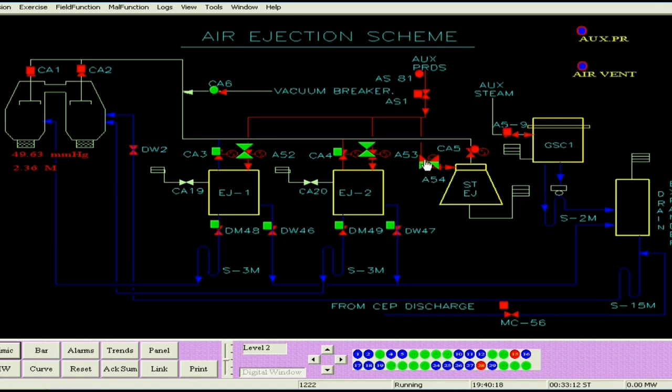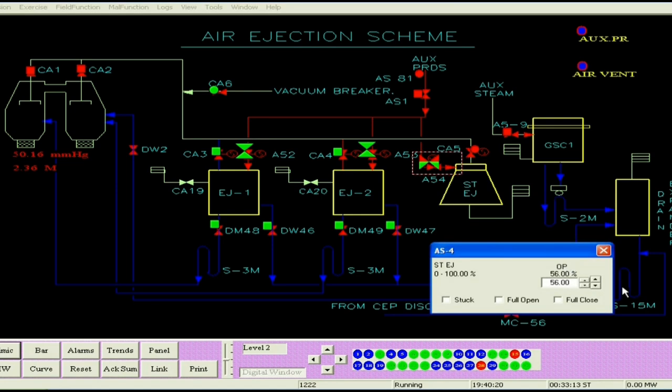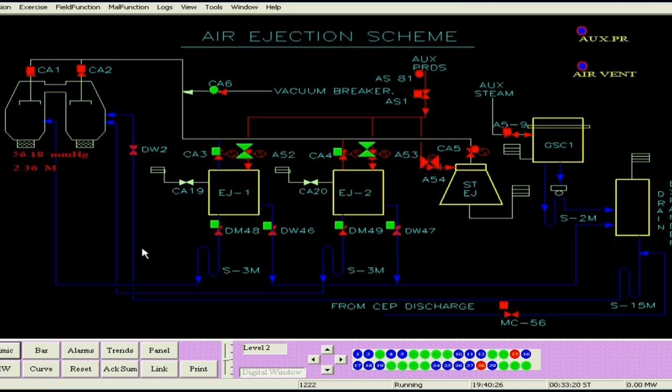Now the vacuum is increasing at a faster rate. We open the ejector steam valve fully, so that the vacuum will build up at a very faster rate. See, the vacuum is increasing. Now it is something around 81 or so.